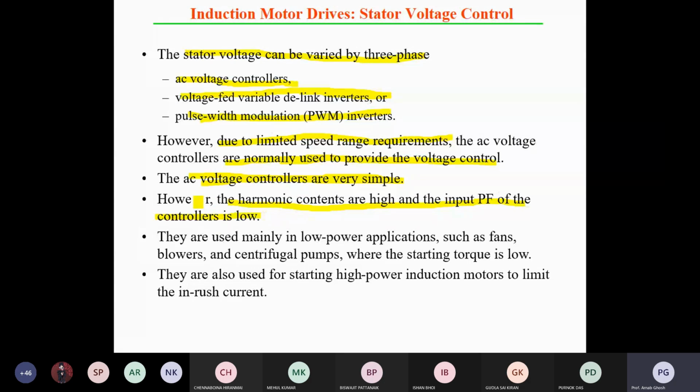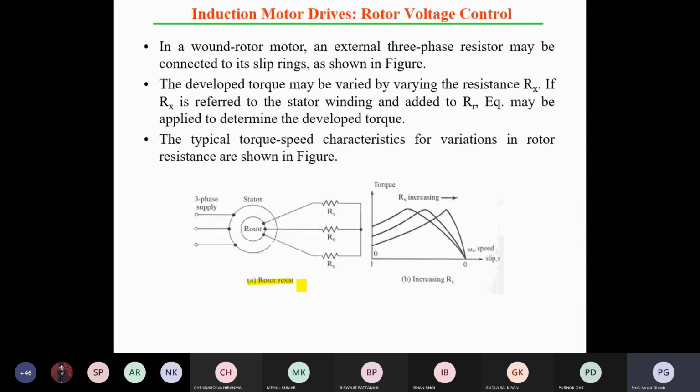Here we are using the slip ring induction motor, where you can change the rotor resistance. You know the speed-torque and torque-slip characteristics. When increasing the rotor resistance Rx, the characteristic value is different. The peak is the same, but the load carrying capability is changing. If Rx is referred to the stator winding, the equations may be applied to determine the developed torque. The typical torque-speed characteristics for variation in the rotor resistance are shown in the figure.